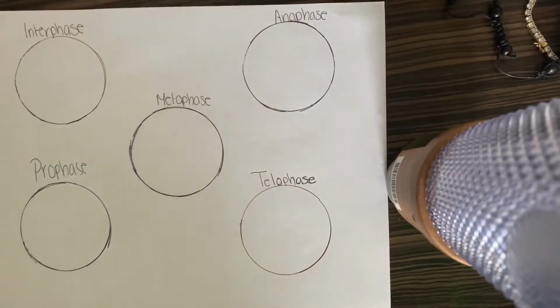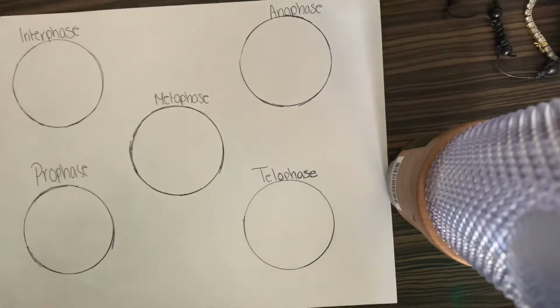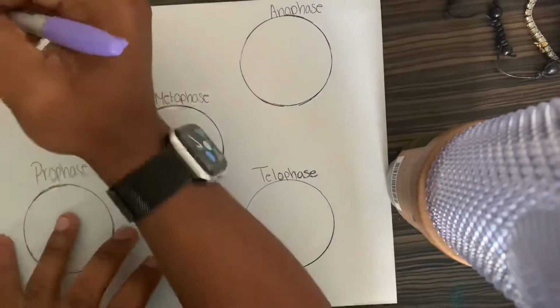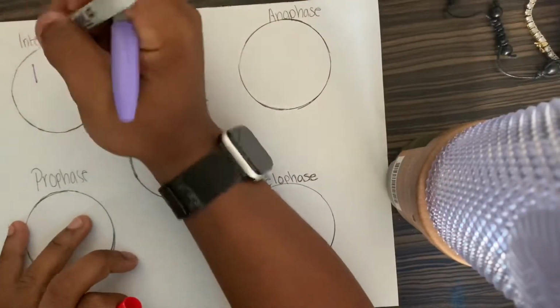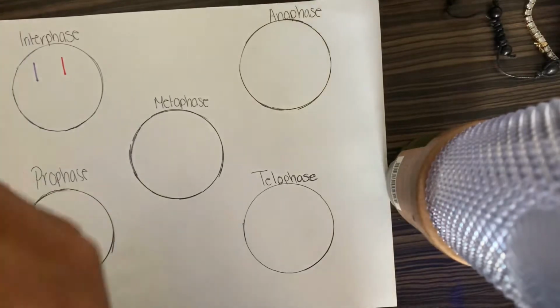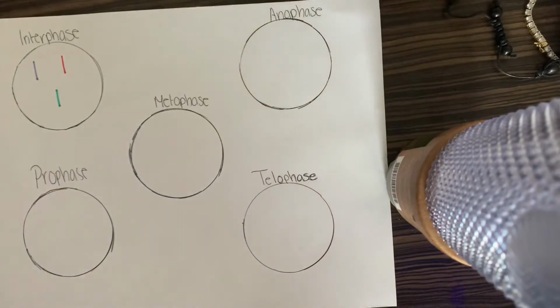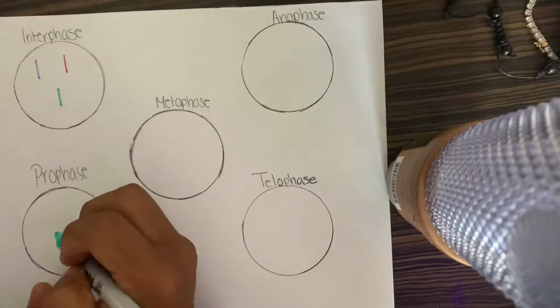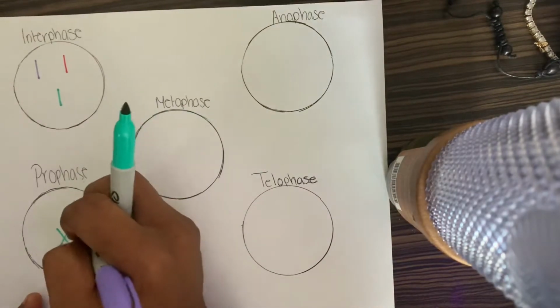Hello, so today we're going to be talking about the 5 different phases of chromosomes. So during interphase, it is basically when the DNAs first form. Okay. And then we have prophase, which is where they start to pair up. So in prophase is when they start getting that double shape.